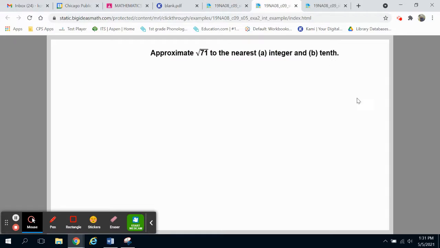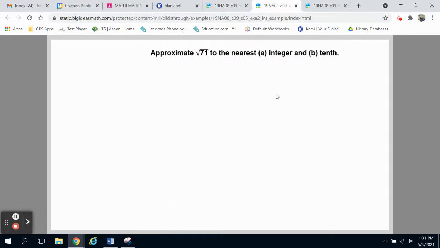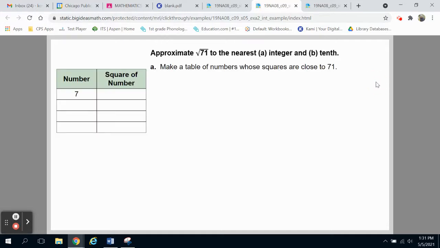Next, we want to be able to approximate. So, what is the square root of 71? We know it's going to be a non-repeating, non-terminating decimal, but how can we estimate or approximate what it's actually worth? So we're going to make tables of perfect squares. So like 7 squared is 49, 8 squared is 64, 9 squared is 81, and so on.